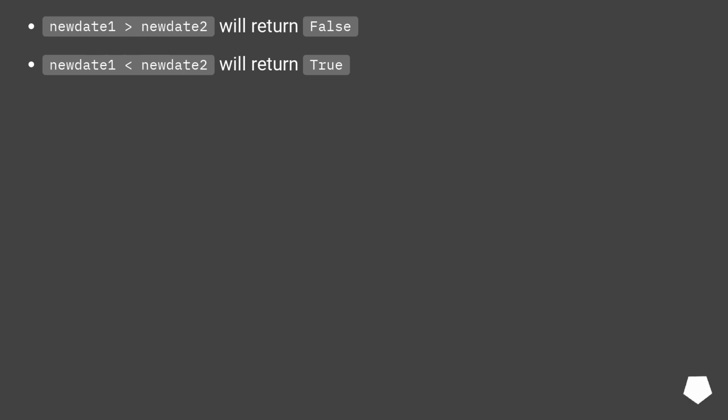New date 1 is greater than new date 2 will return false. New date 1 is lower than new date 2 will return true.